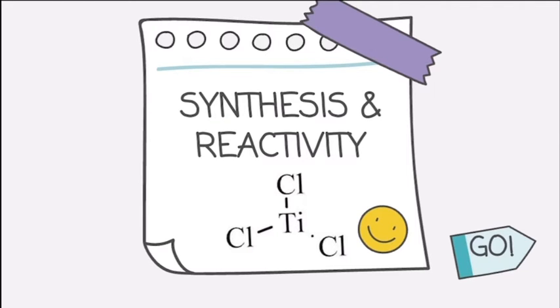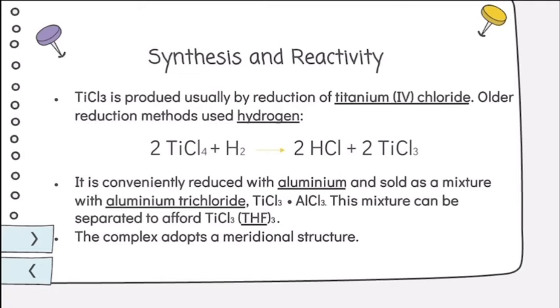Today I would like to teach about the synthesis and reactivity of titanium trichloride. So let's go. Synthesis and reactivity. Titanium trichloride is usually produced by reduction of titanium tetrachloride. Older reduction methods use hydrogen. This is the formula equation. It is conveniently reduced with aluminium and sold as a mixture with aluminium trichloride. The complex then adopts a meridional structure.